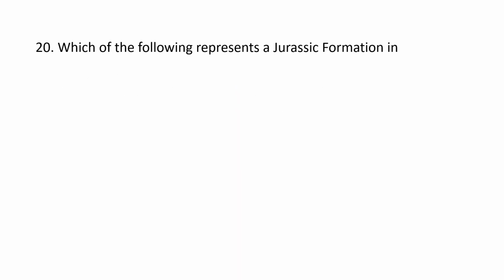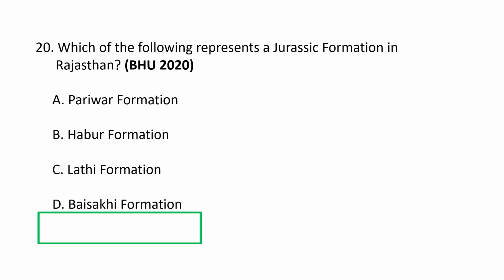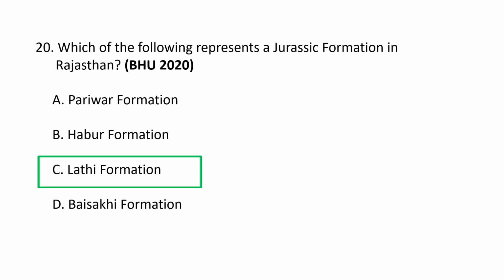Next question. Which of the following represents a Jurassic formation in Rajasthan? A. Parivar Formation, B. Habur Formation, C. Lathi Formation, and D. Baisakhi Formation. So the correct option goes as C. The Lathi Formation in Rajasthan is indeed a Jurassic formation. It is specifically known for its early to middle Jurassic deposits, particularly fluvial sandstones. The formation is found in Jaisalmer Basin, and this is characterized by a thick sequence of sandstone. So Lathi Formation represents a Jurassic formation in Rajasthan. C is the correct option.